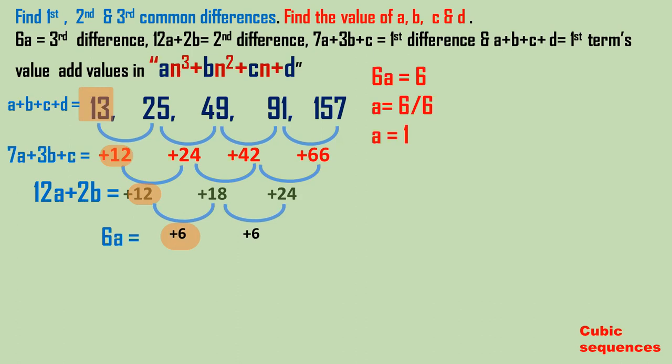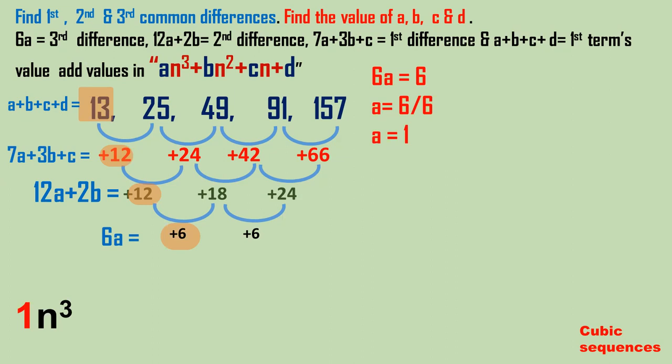We get the value of a is equal to 1. In the same way, we're going to substitute this value in the given formula. So for example, in n cubed, the value of a is equal to 1. I'm going to substitute this value in the given formula. So I got 1n cubed.